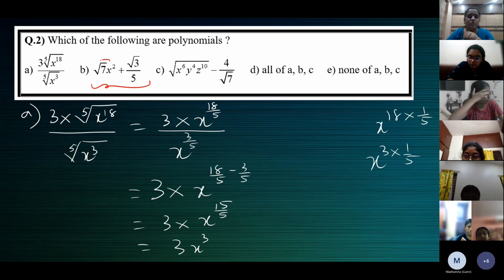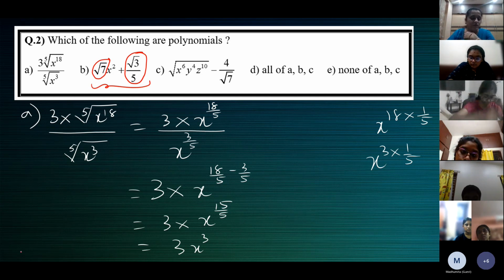You should not worry about root 7, the coefficient. This is a constant. There can be anything. We are concerned only about the powers of the variables. We are not concerned about anything else. We are not concerned about coefficients. We are not concerned about constants. We are only going to look for the variables.